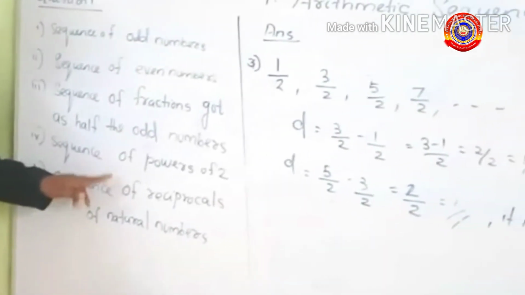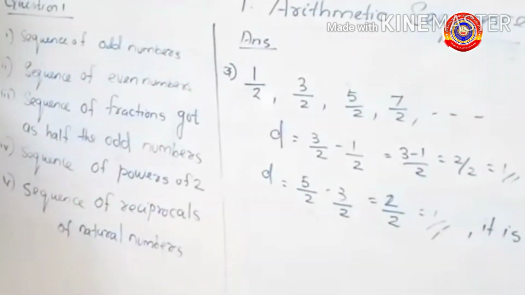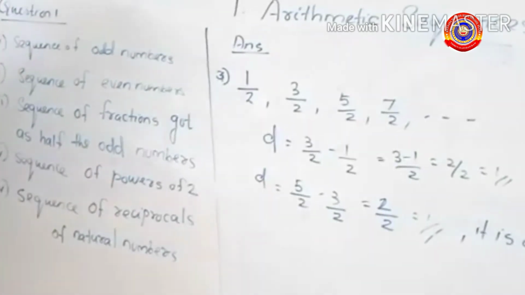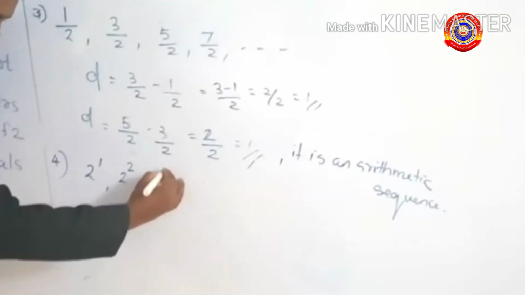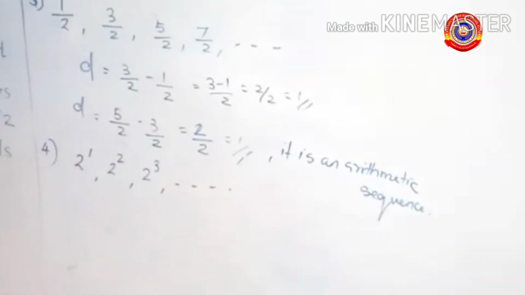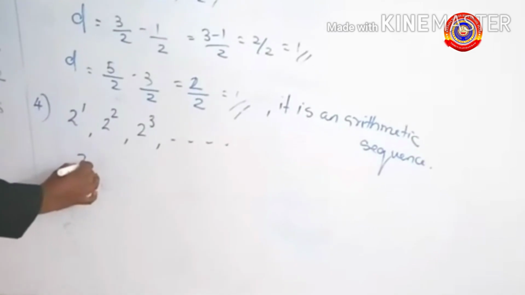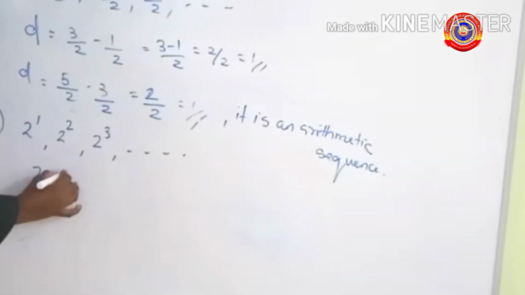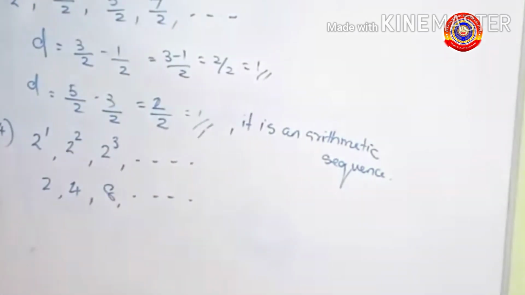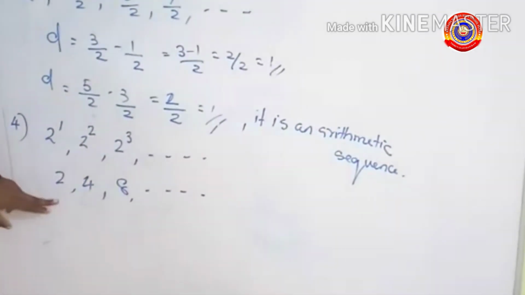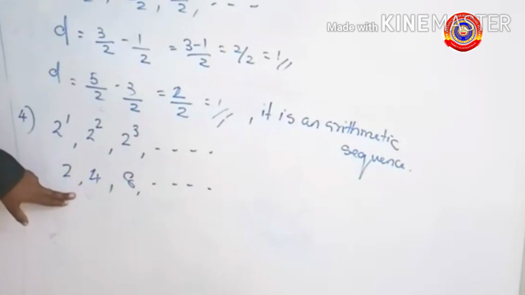Next question, powers of 2. Children, can you say which are the powers of 2? Yes, 2 raised to 1, 2 raised to 2, 2 raised to 3 and so on. 2 raised to 1 is 2, 2 square equal to 4, 2 cube equal to 8 and so on. Can you say if it forms an arithmetic sequence or not?